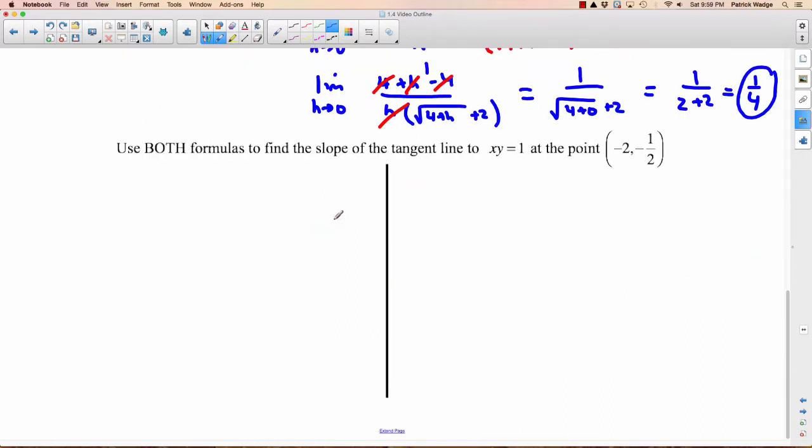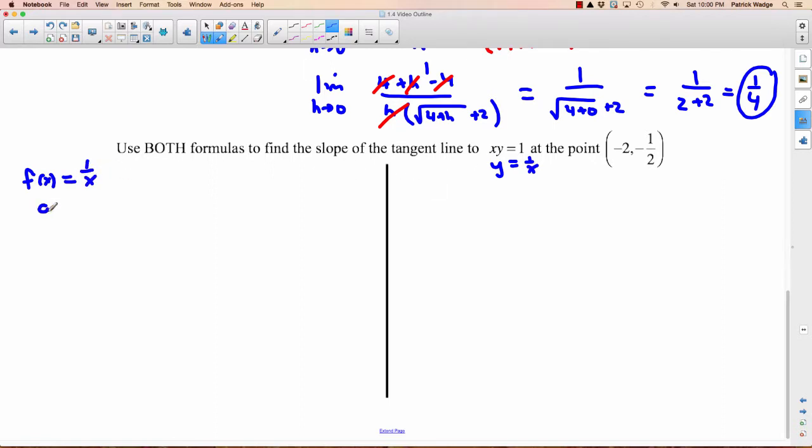Oh gosh, why do I do this? It says use both formulas to find the slope of the tangent line to the function xy equals 1 at the point (-2, -1/2). My goodness. Okay, well, let's see how far we get here. The first thing, you want to isolate the y, and that's easy to do. So you'd have y equals 1 over x. We need to know what f of x is, and we more or less did that just now: y equals 1 over x.